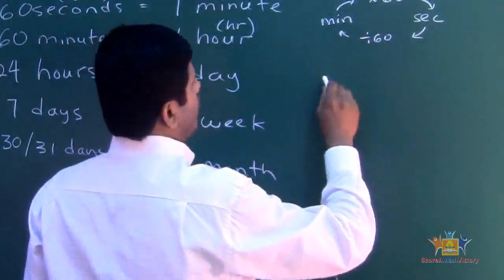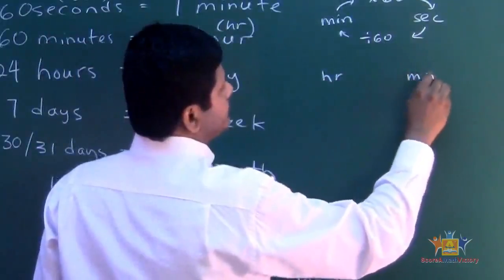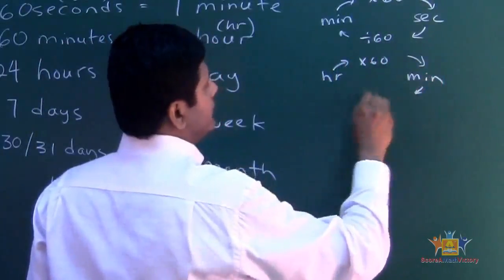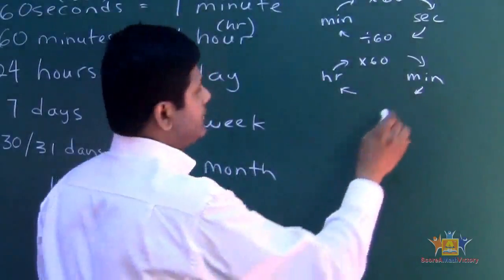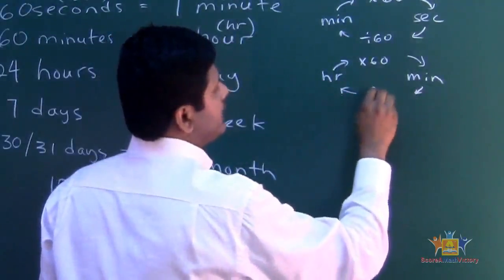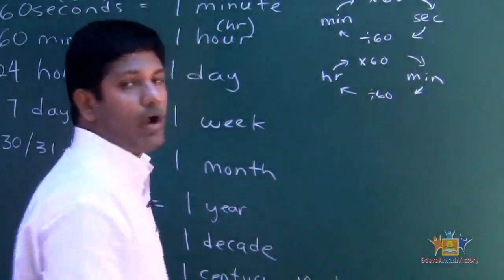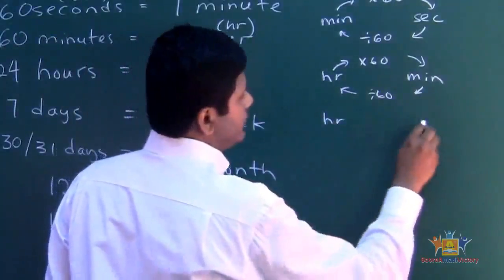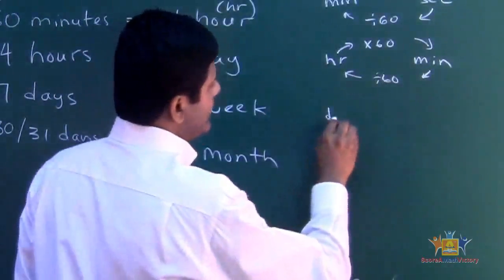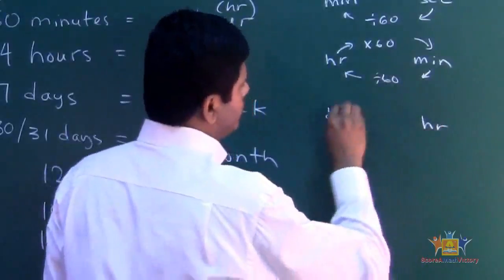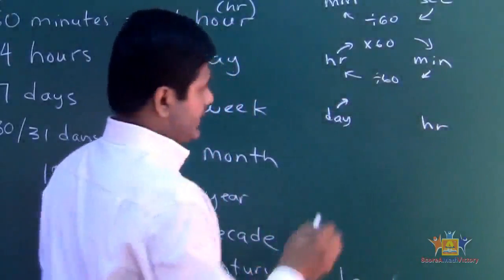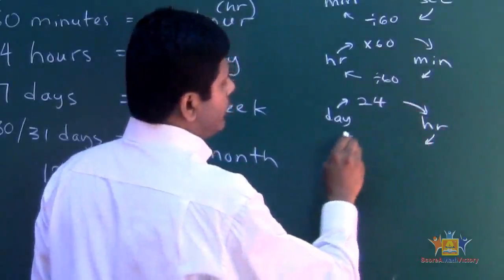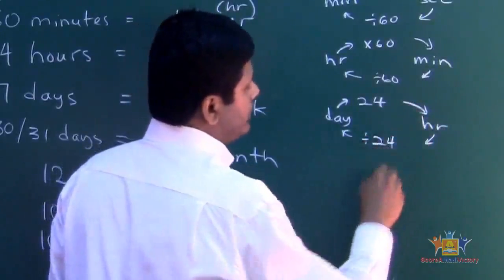Now if we go from hour to minute, what do we do? We also multiply by 60. That means 1 hour makes 60 minutes. And if 60 minutes make how many hours? We divide by 60. Gives me 1 hour. See that? So vice versa. Now if we go from day to hour, what do we do? We multiply by 24 to get to hours. And when we go from hour to day, we divide by 24.